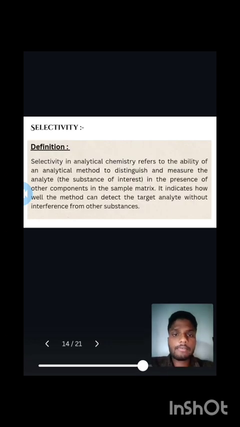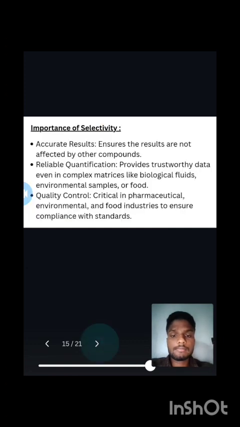Next one is selectivity. Definition: selectivity in analytical chemistry refers to the ability of an analytical method to distinguish and measure the analyte in the presence of other components in the sample matrix. It indicates how well the method can detect the target analyte without interference from other substances.